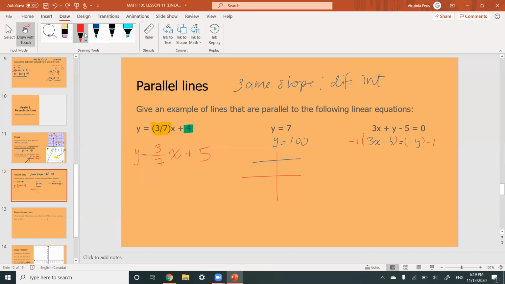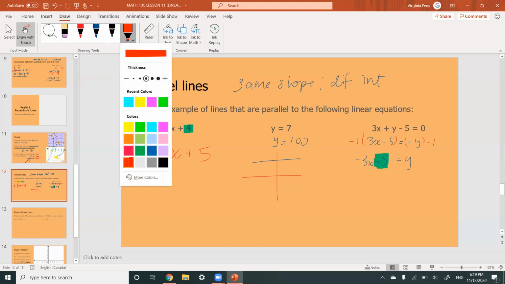This gives me -3x plus 5 is equal to y. So now we can more obviously see what the slope and intercept are. Let's start off with, I'll highlight the slope and intercepts.